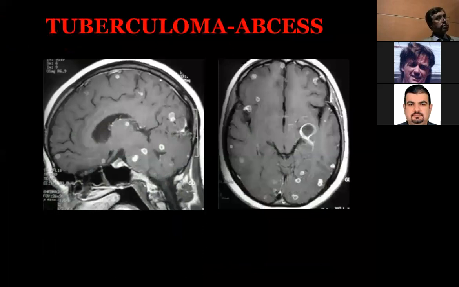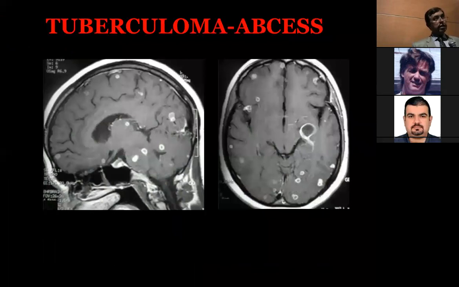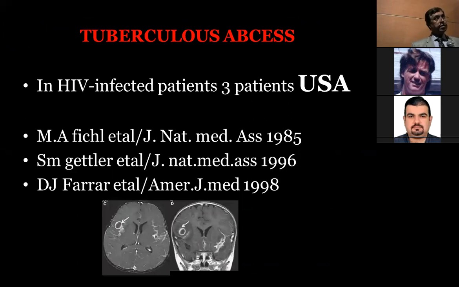These are multiple tuberculomas that can develop into an abscess, in 10% of cases. So, tuberculous abscess. And I also looked into the literature. In the USA, in the early years, they mentioned three patients who developed abscess secondary to HIV. Pictures of various abscesses.